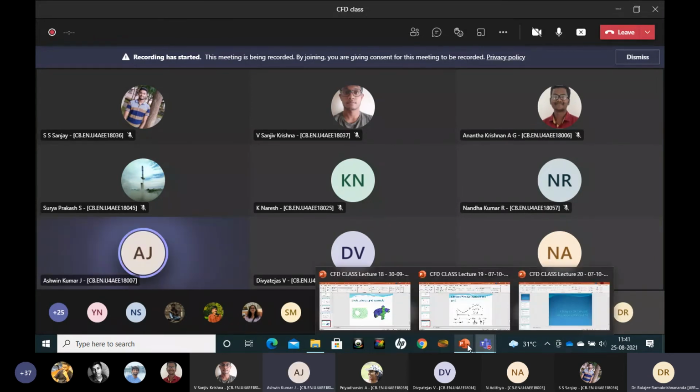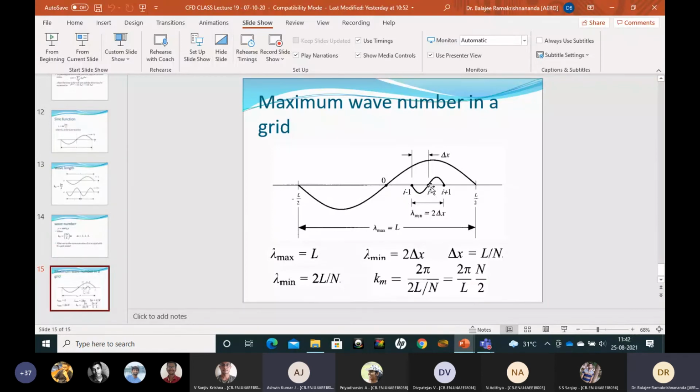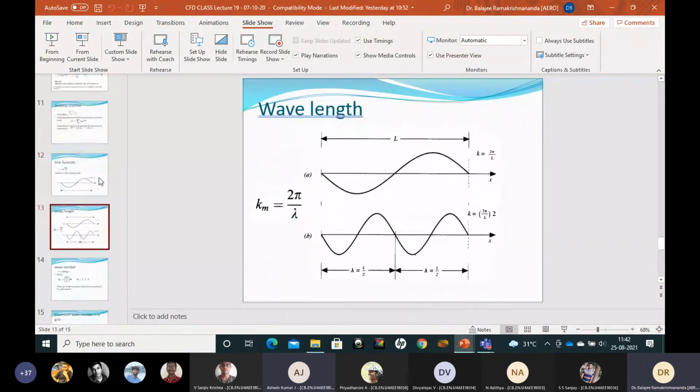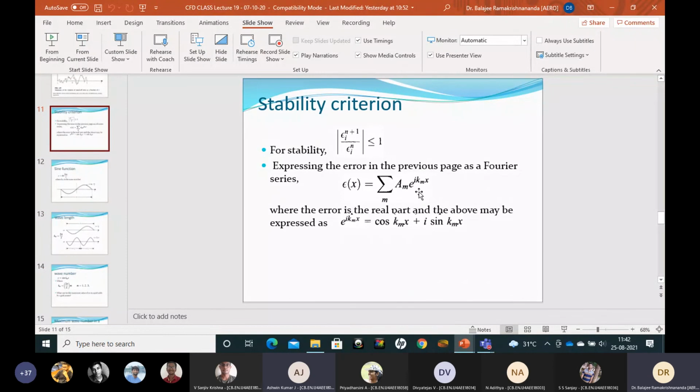So why are we going for this small wave? Why are you calculating this Km for this small wave? What is Fourier series? You have sigma m is equal to 1 to infinity, right? But practically we have only a certain number of grid points, 100 or 1000 or 10,000 or something.